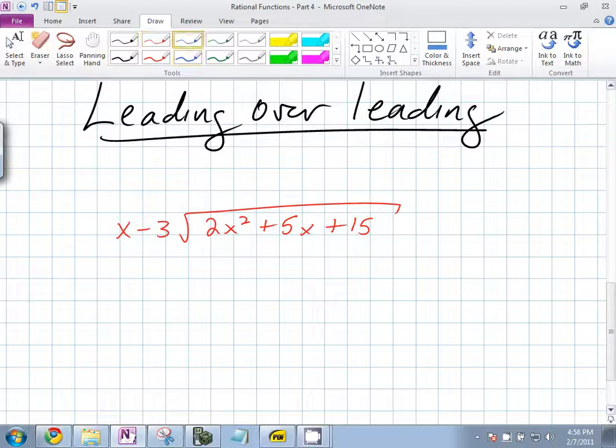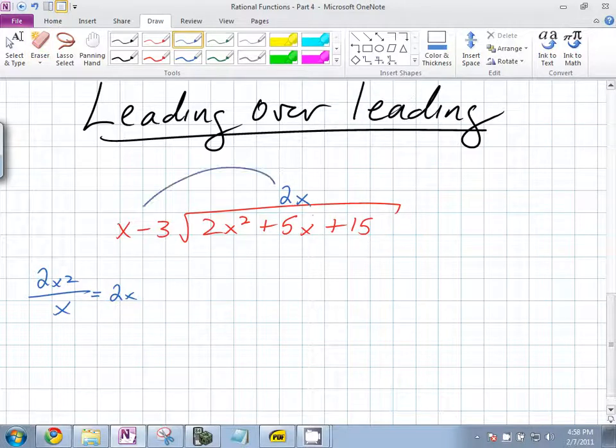The leading term here is what we need to look at, and the leading term here is what we need to look at. And you're going to look at leading over leading. So in this case, the leading over leading in this iteration is 2x squared over x. And that is equal to 2x. After you get the leading over leading, you write it over the corresponding term. 2x is over 5x. And now you multiply. 2x times x is 2x squared. 2x times negative 3 is negative 6x.